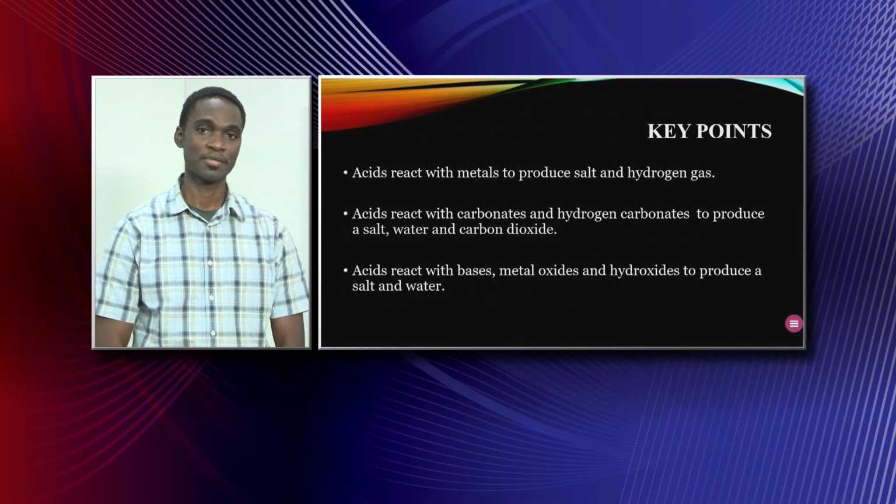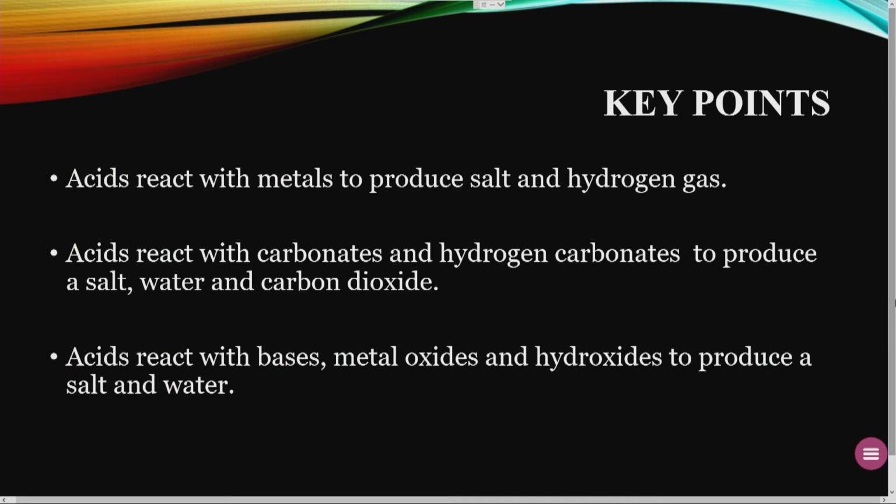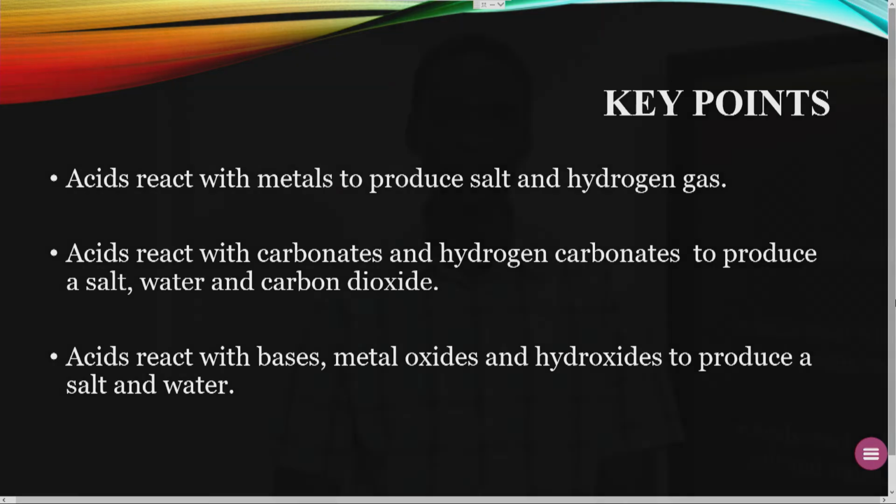The key points for this lesson: we have learned that acids react with metals to produce salt and hydrogen gas only. Acids react with carbonates and hydrogen carbonates to produce a salt, water, and carbon dioxide. Acids react with bases, metal oxides, and hydroxides to produce a salt and water only. This brings us to the end of another lesson of acids, bases, and salts. In this lesson, remember that we have learned that acids react with metals to produce salt and hydrogen gas only. Acid reacts with carbonates and hydrogen carbonates to produce a salt, carbon dioxide, and water only. And finally, acids react with bases, metal oxides, and hydroxides to produce a salt and water only.